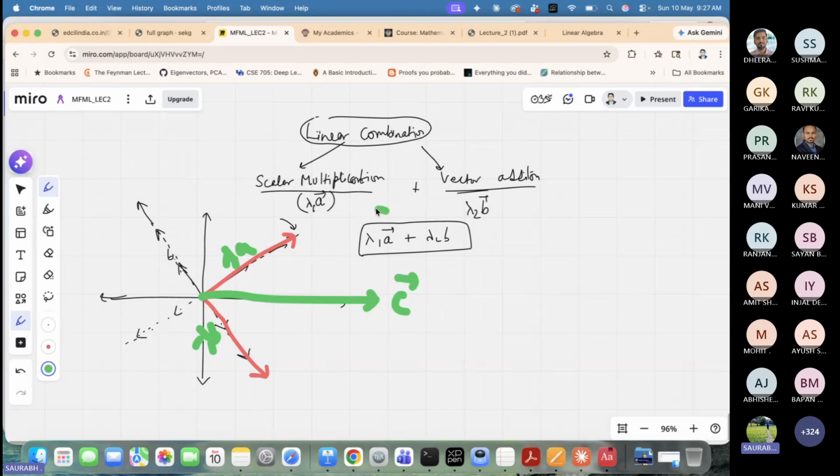So generally in linear algebra, we multiply vectors and add them together to reach any new place. This is called a linear combination. So this is what we eventually do in this entire space.